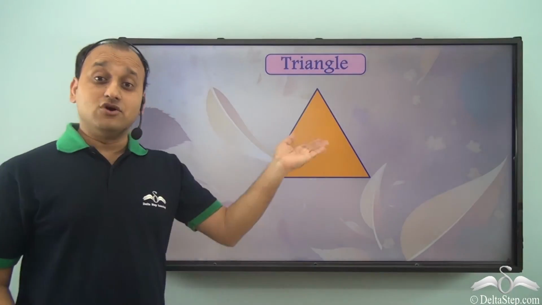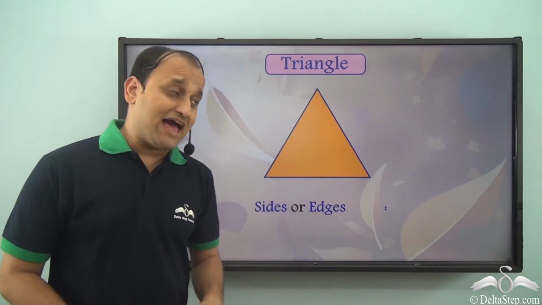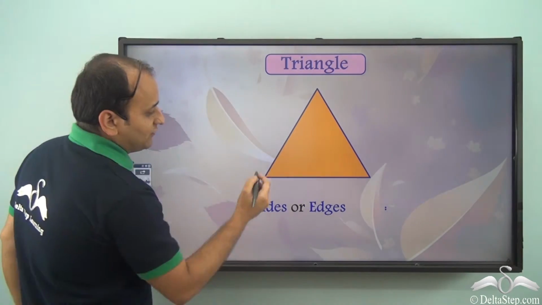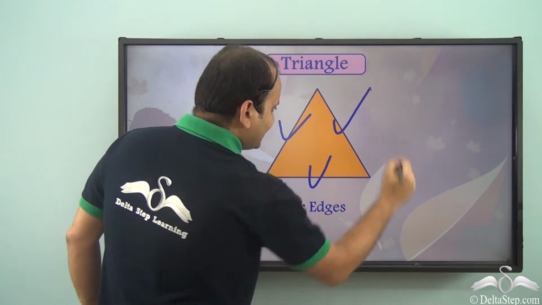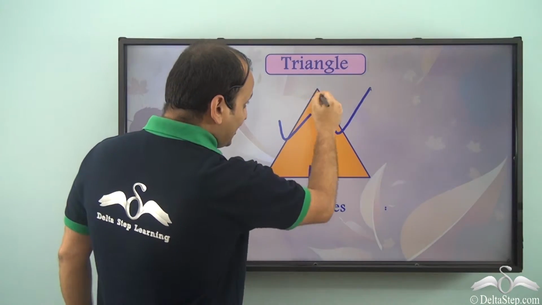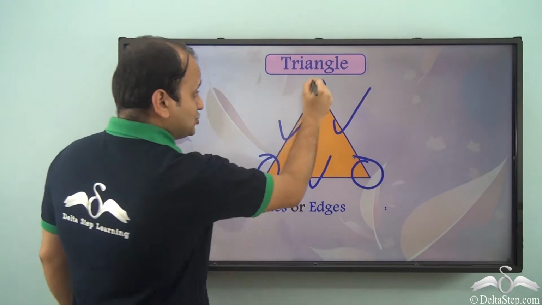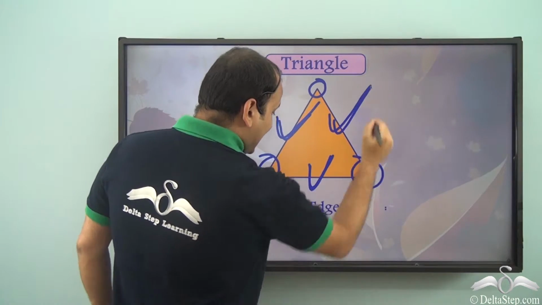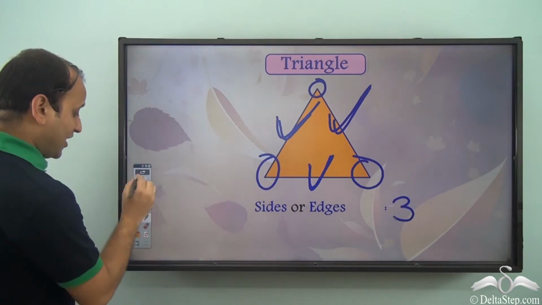Now let's have a look at a triangle. How many sides or edges do we have in case of a triangle? Well, as you can see, we have 1, 2, 3 sides or edges, isn't it? Because we have 3 corners and joining 2 corners is 1 side. So we have 3 such sides. So 3 sides or edges in case of a triangle.